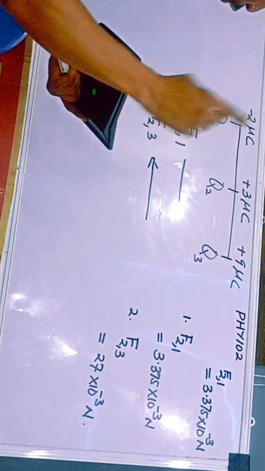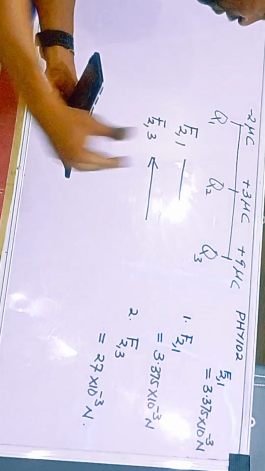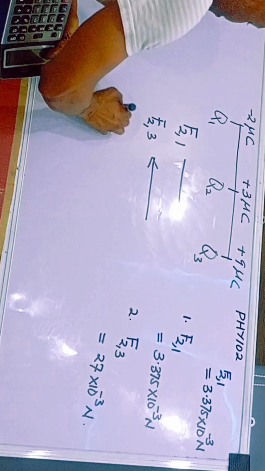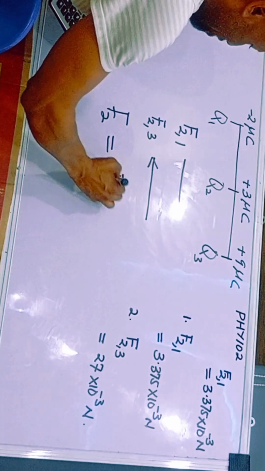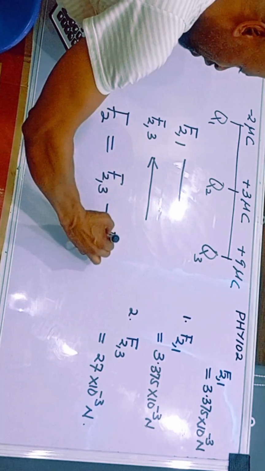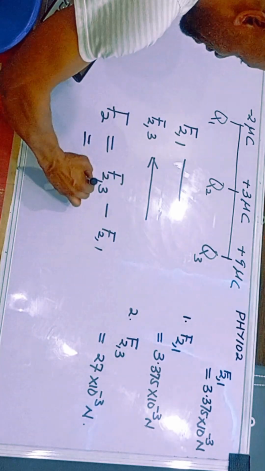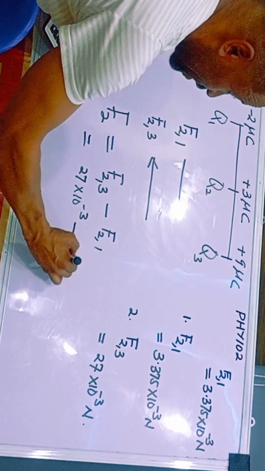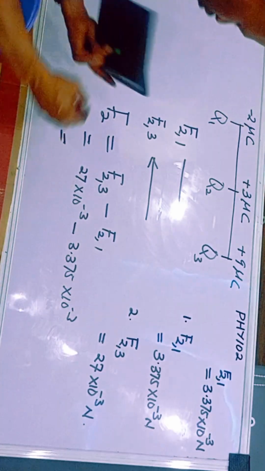My people, what it means is that the two forces have opposite directions. So the resultant will be gotten by subtraction. The force on 2 will be force on 2 due to 3, which is bigger, minus force on 2 due to 1. Let's do that together. That is 27 times 10 raised to power minus 3 minus 3.375 times 10 raised to power minus 3.